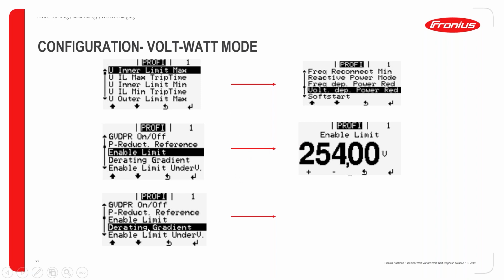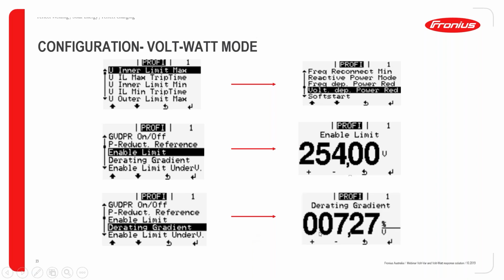So back to the derating gradient, we enter into that option. Again, this is only example 7.27, but whatever you calculated using the tool, you just put in the derating gradient percentage here. Again, using the plus and minus to play with the numbers. And then when you get the correct number, correct gradient, you just press the fourth enter button to confirm that.